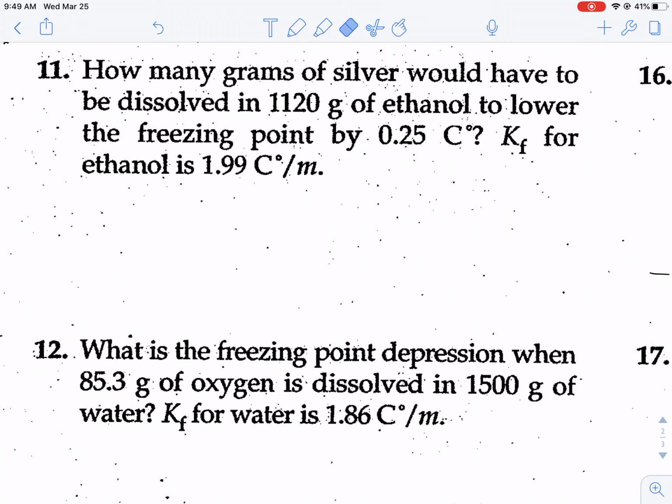Now, if I'm taking a look at this again, I want to look at what am I being given, what do I have, and how do I try and get to where I want to go. I want to know grams of silver. So somehow I have to figure out what are my moles of silver going to be. Well, I know that by using the triangle for molality, molality is moles over kilograms. And I have my kilograms, but I don't have my molality. However, I know by using the other triangle that molality is going to be delta TF divided by KF.